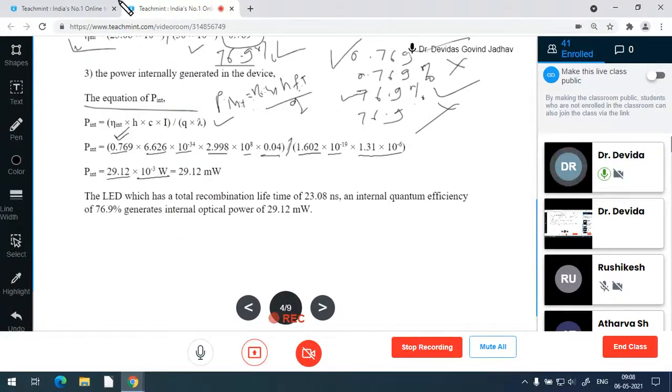Power unit is watt. So the internally generated optical power is 29.12 times 10 raised to minus 3 watt. So 10 raised to minus 3 we can replace with milli. So 29.12 milliwatt, or 29.12 times 10 raised to minus 3 watt. So the LED, which has a total recombination lifetime of 23.08 nanosecond and internal quantum efficiency of 76.9% or 0.769, generates internal optical power P internal as 29.12 milliwatt. So these are the answers.